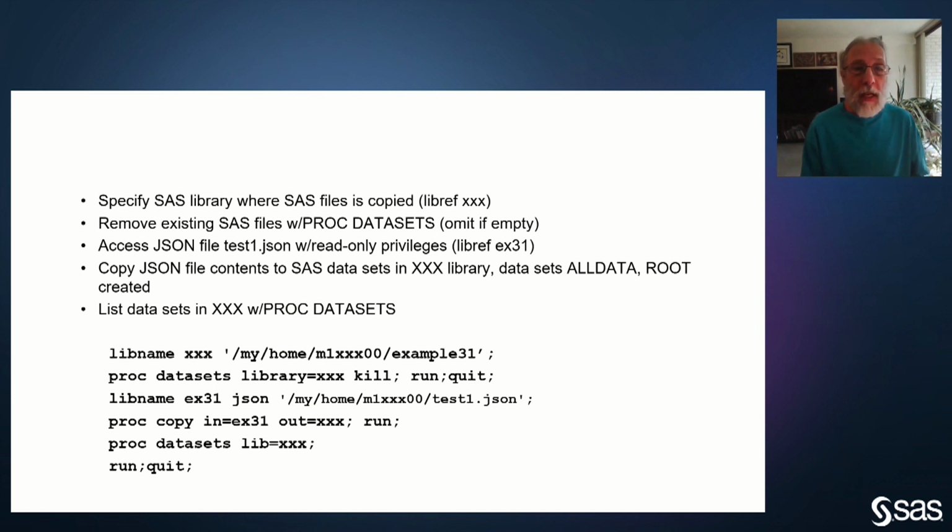First, we make a libname statement that points to a library where we're going to write the SAS data sets. That's libname XXX. Then, in case there's anything in it already, just to be safe, we can run proc datasets and clean out the contents there so that we'll have just stuff from this JSON file. Then we're going to do a libname statement for EX31 to point to the JSON file. Then we're going to do proc copy to copy from the JSON file into the SAS library. And then we can use proc datasets to print out the files that are in there. In fact, in this case, I'm not going to show you the proc datasets output from the log, but it creates datasets called alldata and root.